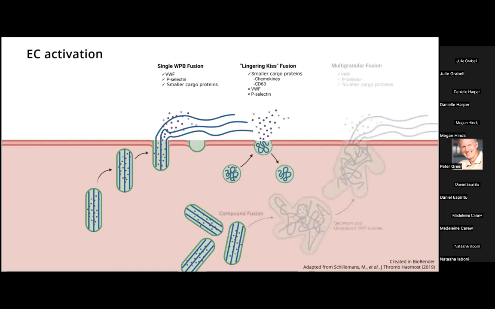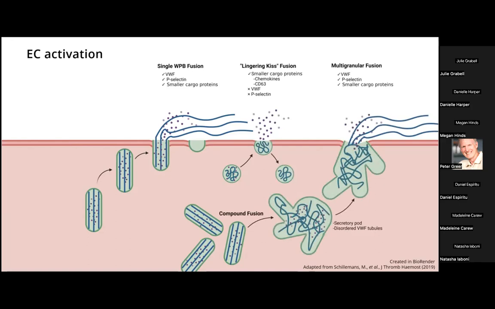within the Weibel-Palade body. And lastly, multigranular fusion involves the fusion of Weibel-Palade bodies within the cell and then their subsequent fusion to the plasma membrane. And this form of fusion results in a massive release of all the Weibel-Palade body contents.